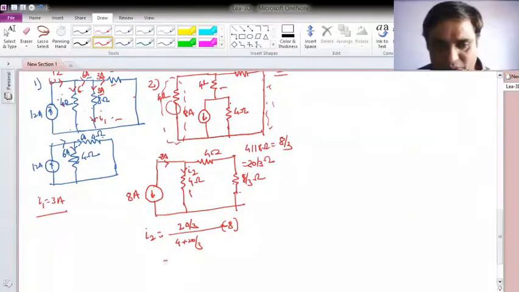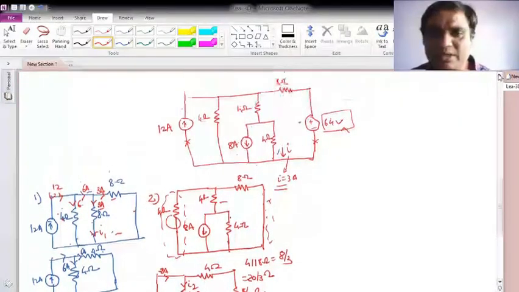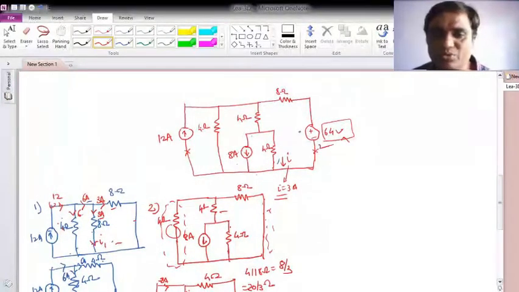And if you solve this, it will come out as 20. Okay, this is 32 and 8, which is minus, and if you solve it, it keeps coming as minus 5 ampere. So your I2 will be minus 5 ampere. Now what next? Is there again an energy source? Yeah, one more energy source is there, the third time.